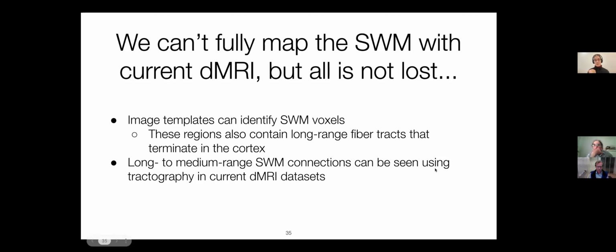So we can always study the region of the superficial white matter, but we need to know that it's not uniquely the superficial white matter. We have partial voluming there. And then there are other methods. Long to medium range superficial white matter connections can be seen using tractography and current diffusion MRI data sets. I showed some pretty pictures of those before, and I'll talk a little bit more about current results there.